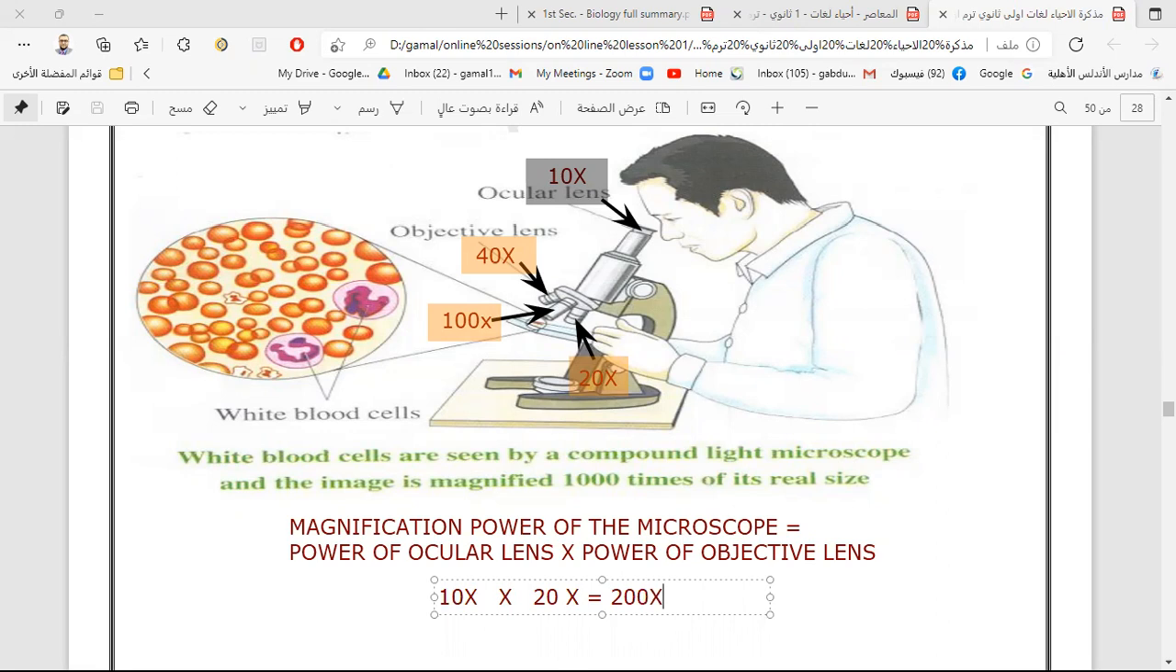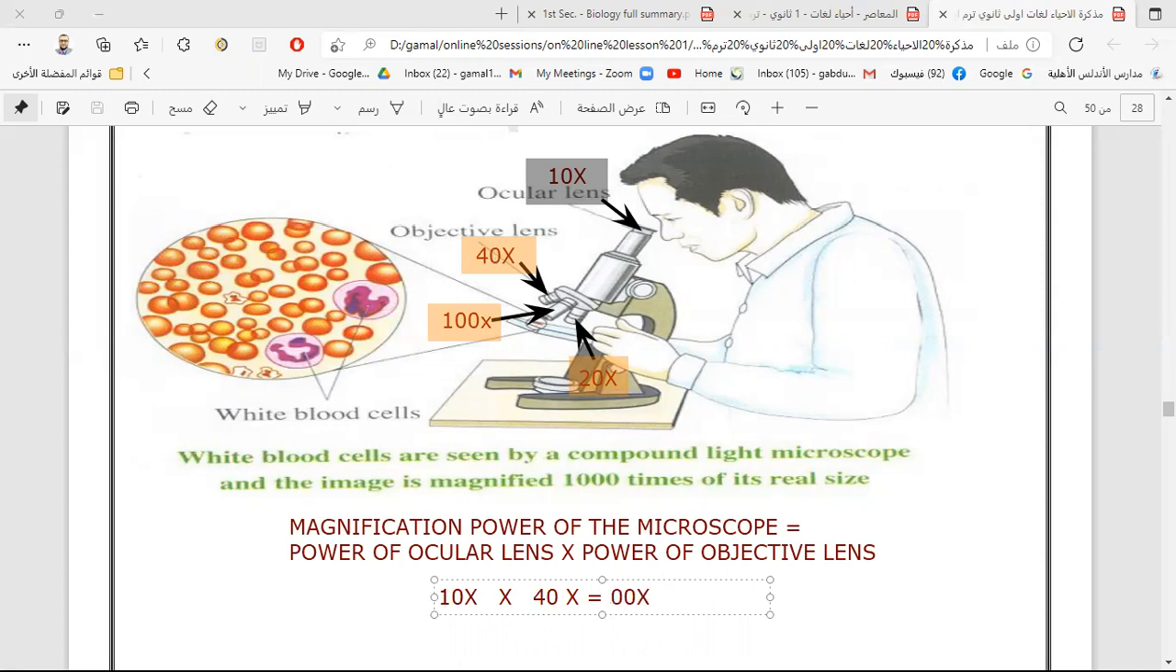So if you use the objective lens with 20x and the ocular lens with 10x, the total magnification of the microscope will be 200 times. You can magnify the object 200 times. Now, if we use the second lens with 40x, the magnification power of the microscope will be what?